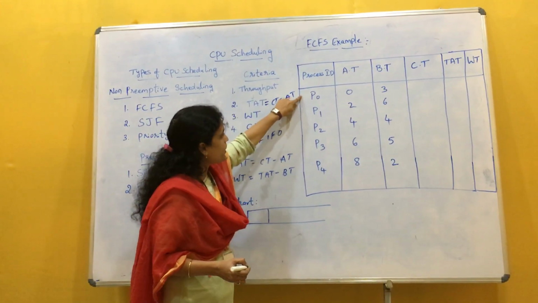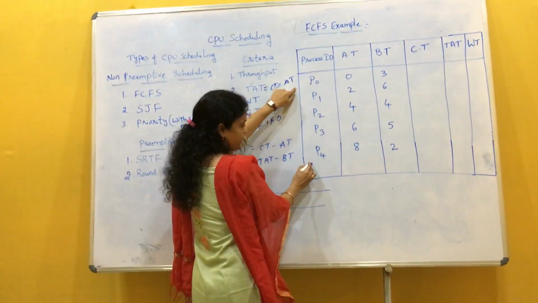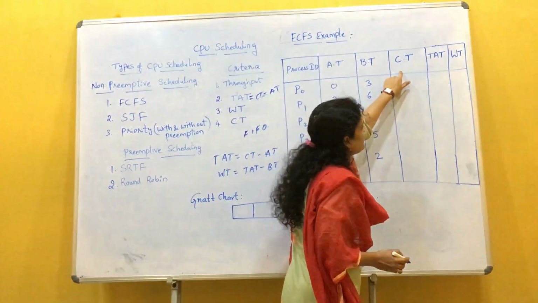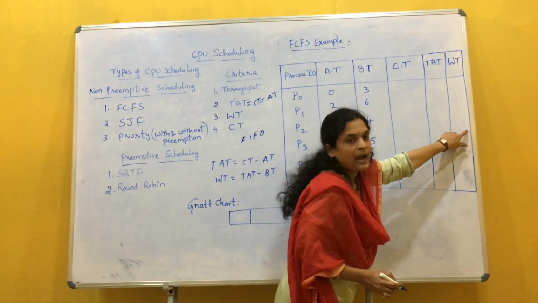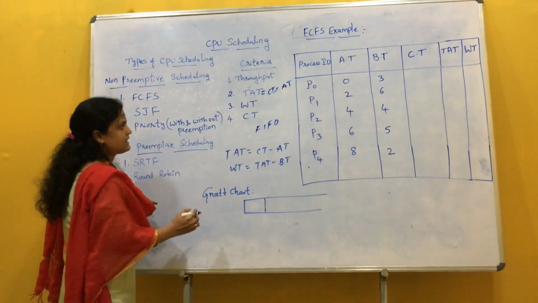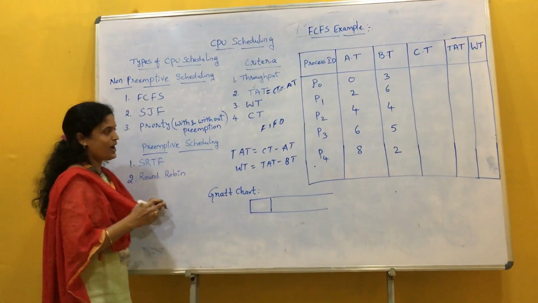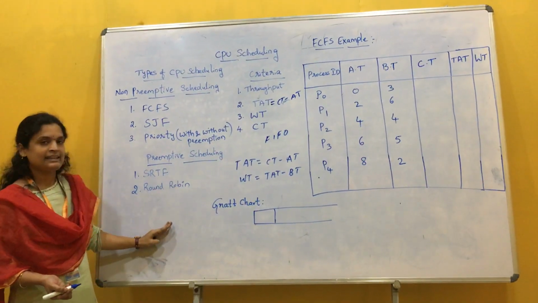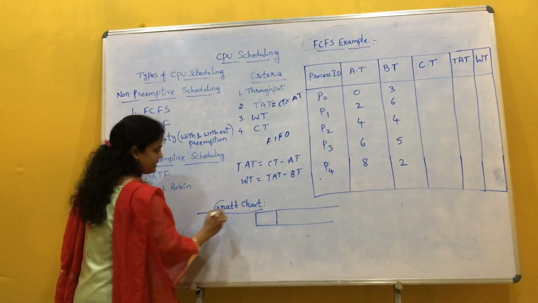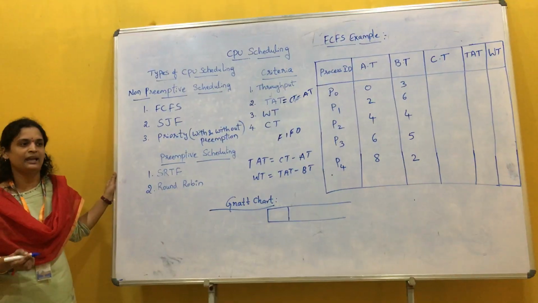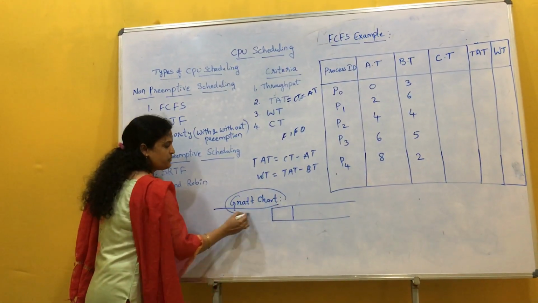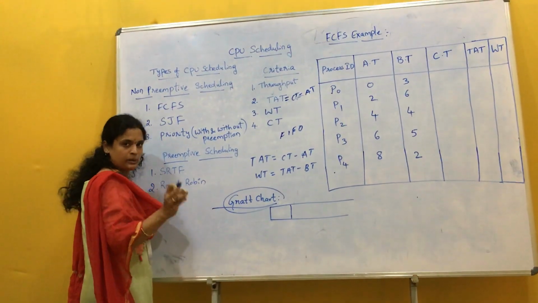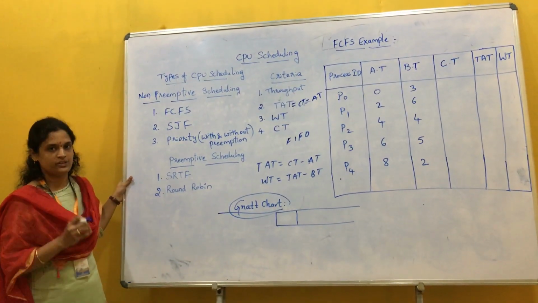There are 5 processes from P0 to P4, and each has an arrival time and a burst time. We need to calculate complete time, total turnaround time, and waiting time. We can calculate these by using a Gantt chart. What is meant by a Gantt chart? A Gantt chart is a visual representation which consists of horizontal bars to represent each and every process execution.